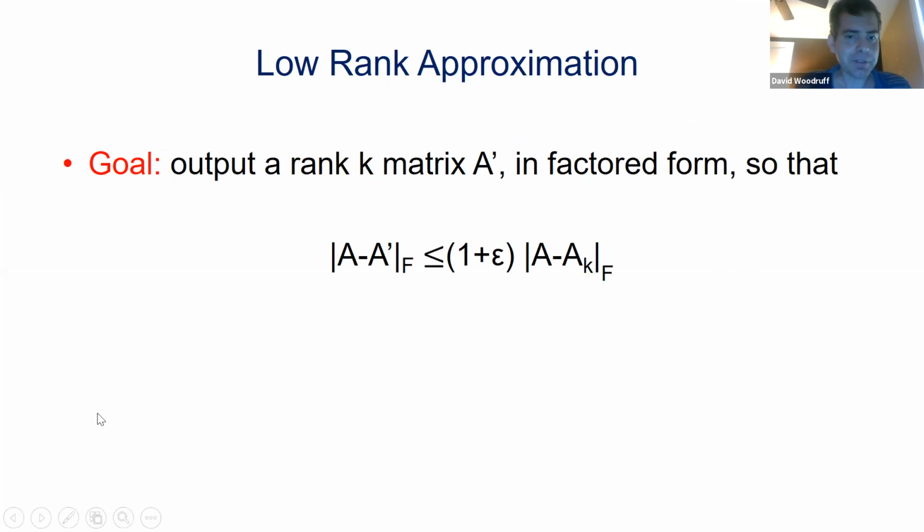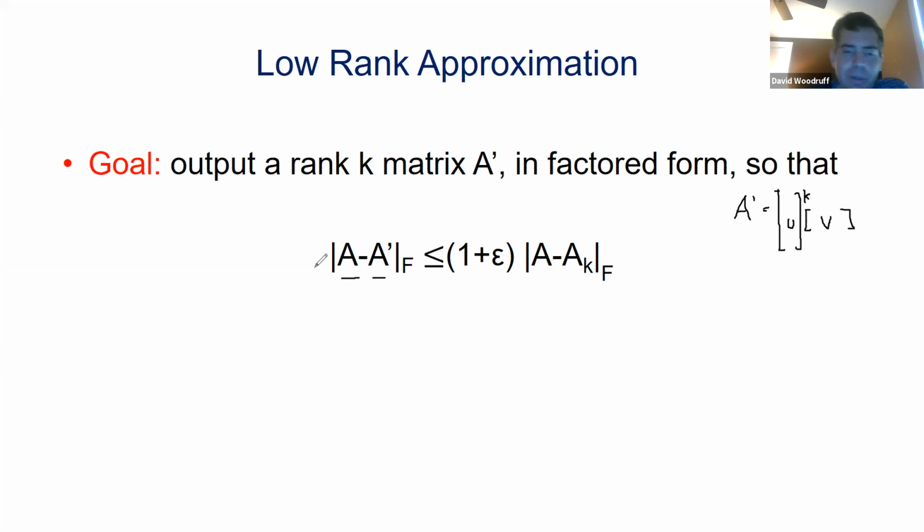So what is the low-rank approximation problem? For the purposes of this talk, we're given a matrix A, and we'd like to output a rank K matrix A prime, in factored form. We can write A prime as a tall thin matrix U times a wide fat matrix V. This is useful for a number of reasons. One is that it provides significant parameter reduction from the original matrix A if this inner dimension K, the rank parameter, is small. And we'd like A prime to approximate A.